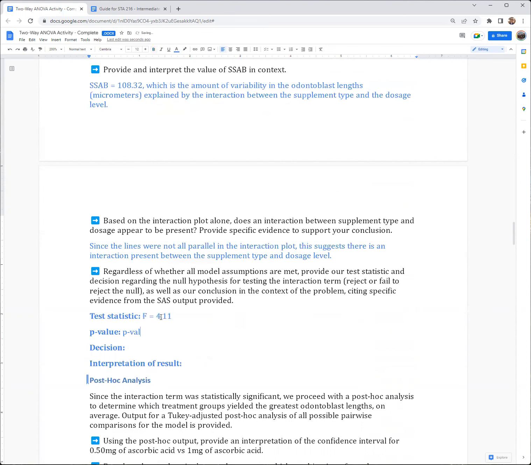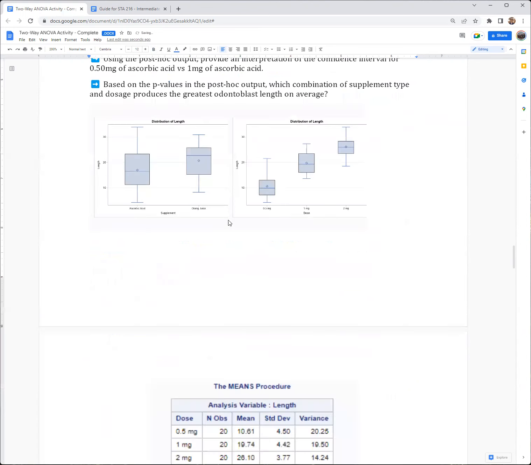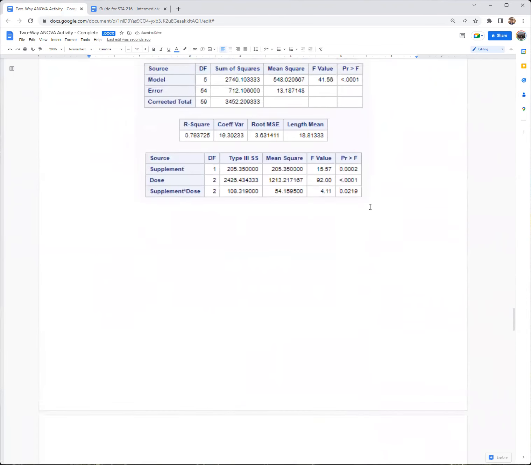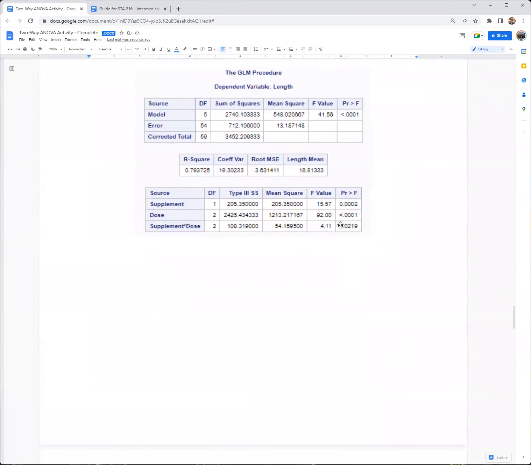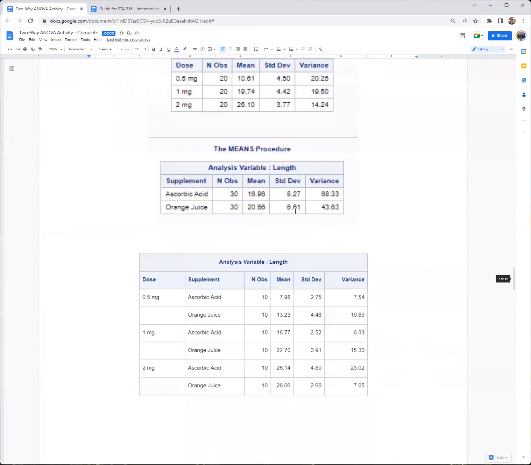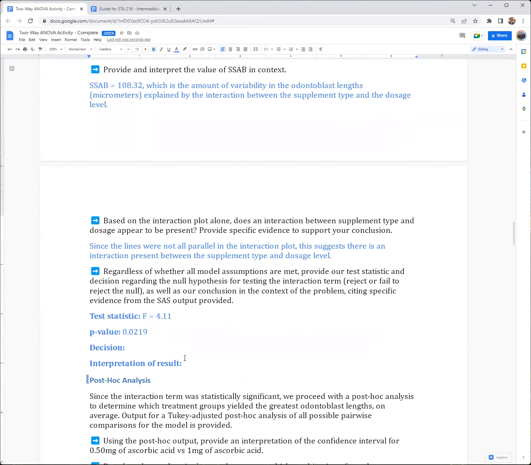And we also have the p-value, which was 0.0219. Okay, so since the p-value is less than 0.05, we reject H0.